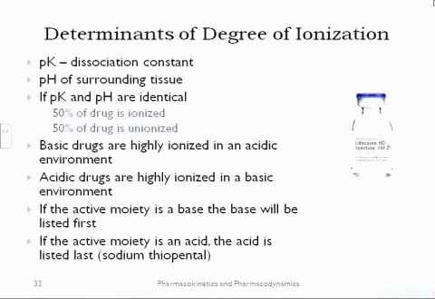And the reason they're adding it is they're taking a base and putting an acid and making it very highly ionized. And this is why when you give this medication IV, or not IV, but sub-Q, it really hurts, because you're injecting a highly acidic solution into that individual. Acidic drugs, on the other hand, are highly ionized in a basic environment. If the active moiety is a base, then the base will be listed first, which is what you see here. So that's always a helpful hint. If the active moiety is an acid, the acid will usually be listed last.